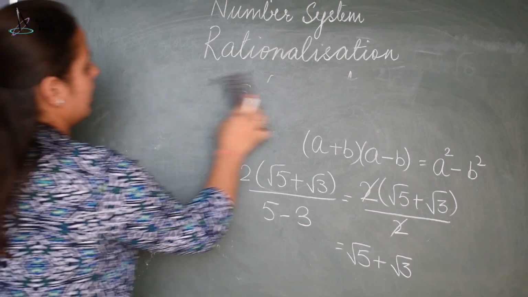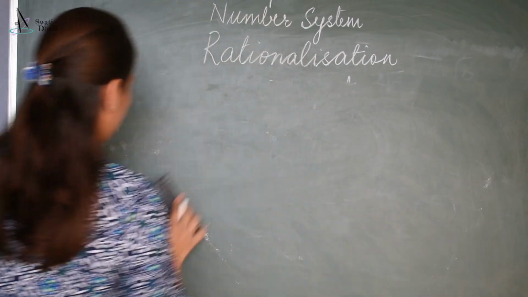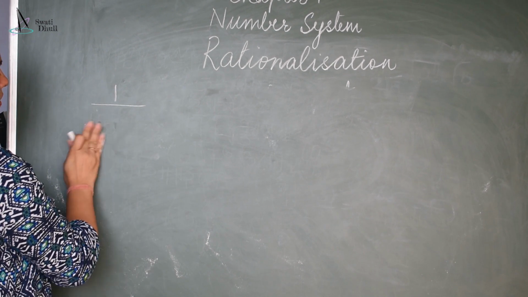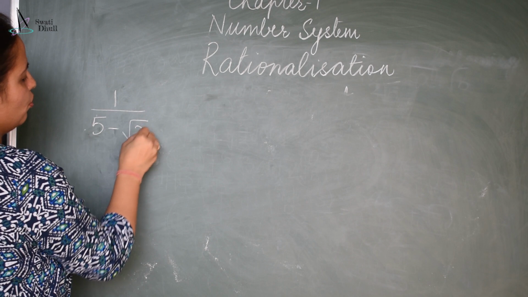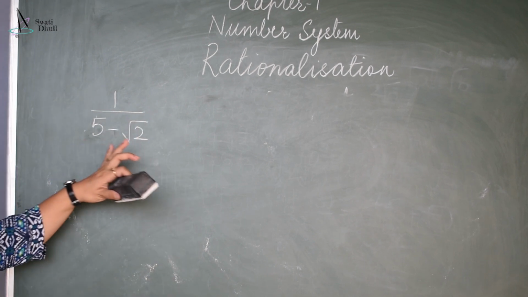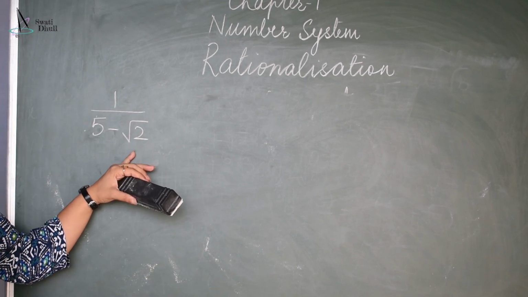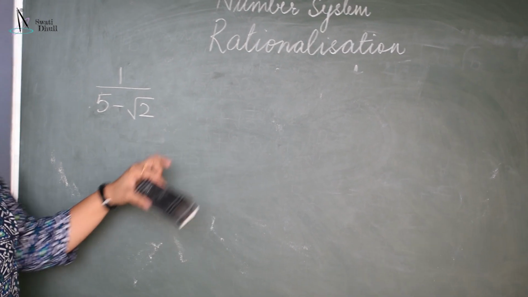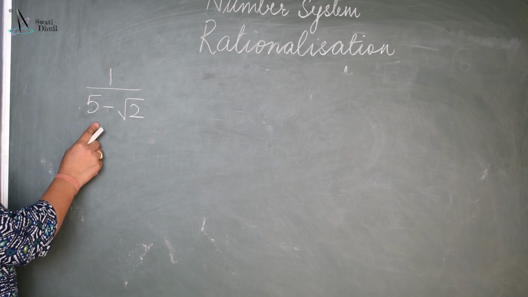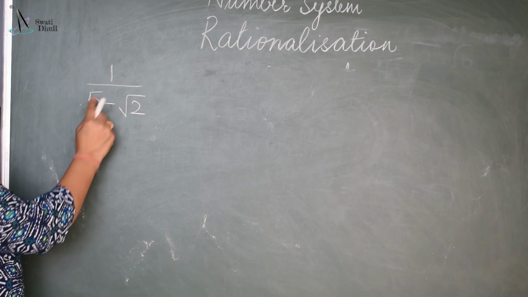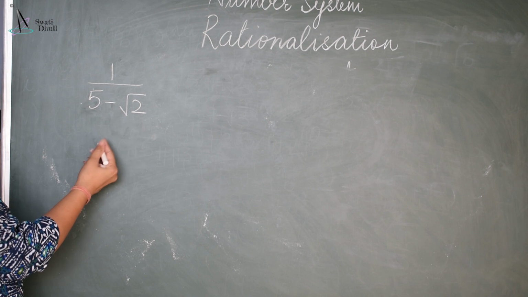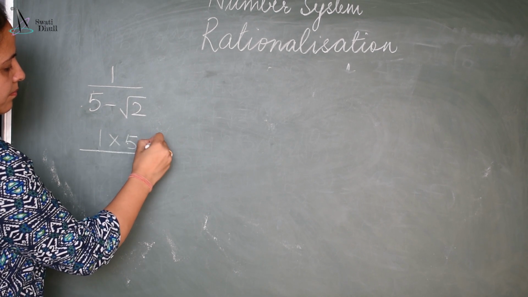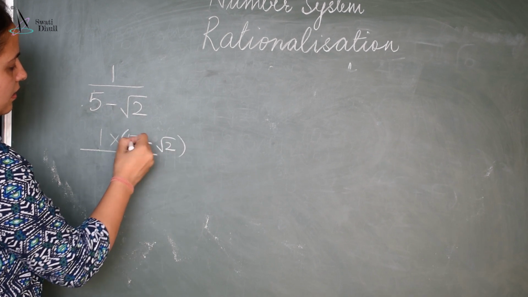Let's take one more example. If I have 1 divided by 5 minus root 2, now I need to rationalize the denominator. So how will I rationalize it? I will find out the conjugate of the denominator. The denominator is 5 minus root 2, so its conjugate will be 5 plus root 2. So I will multiply in the numerator as well as in the denominator.